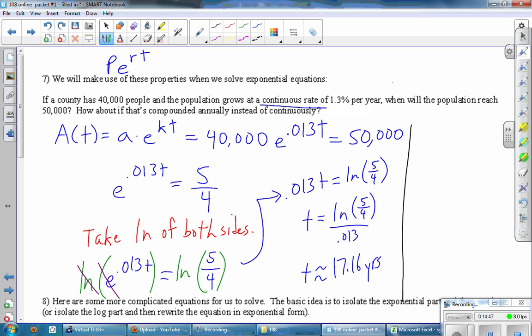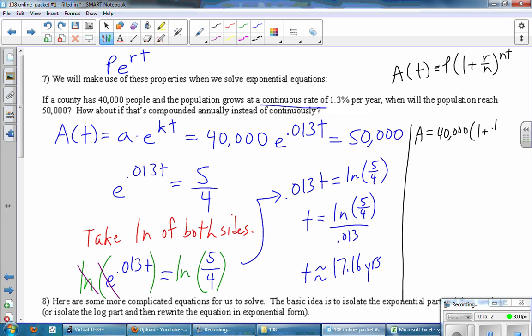Okay, so when it's not continuous, we're using the other formula that we had. A is equal to P times (1 plus r over n) to the nt. And so in this case, A is equal to, so the P is still 40,000. That's how many people we start with. 1 plus, okay, the rate is still 0.013, divided by n. How many times is interest compounded annually? Just once. This thing is compounded annually. So n is 1, and the n up here is also 1, and then that's times t.